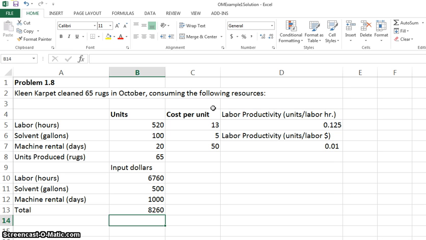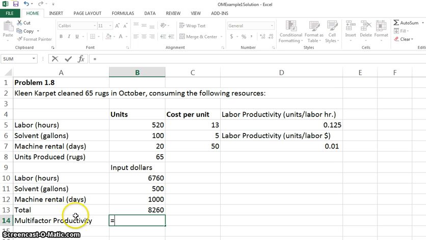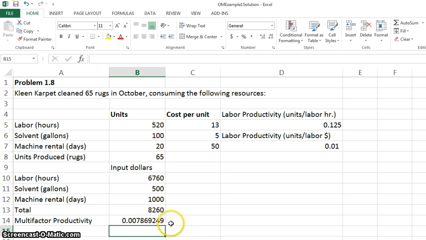Now we need to get the measurement of productivity, which is units of output divided by total input dollars. So that will simply be calculated as 65, which is the units produced, in this case the rugs cleaned, divided by the input dollars. We come up with about 0.0079.